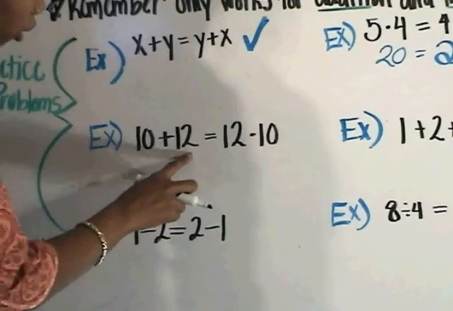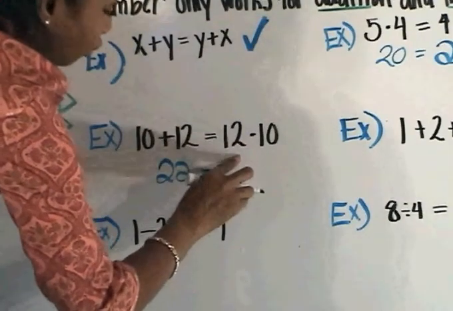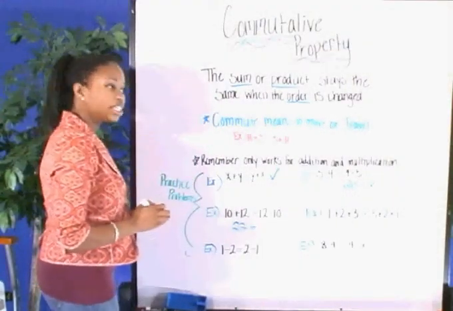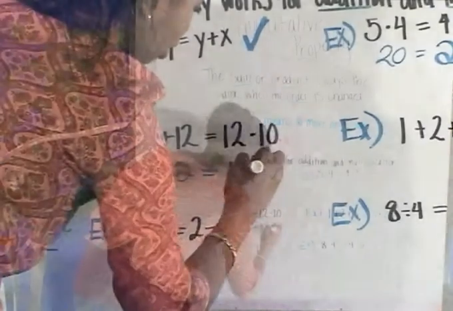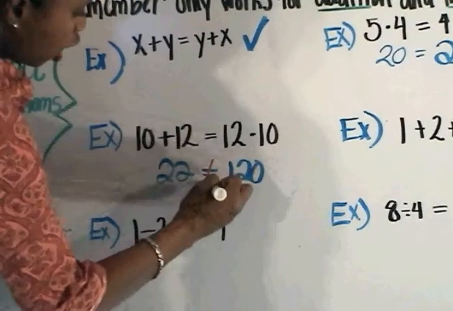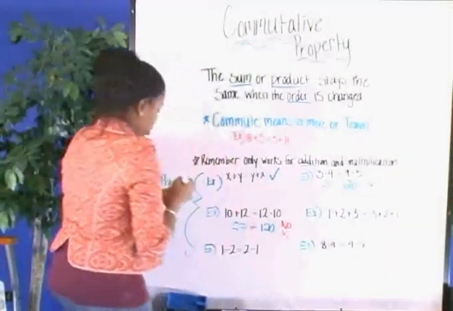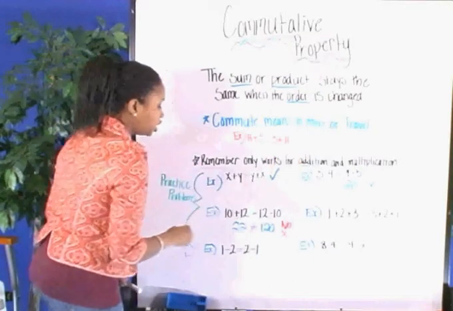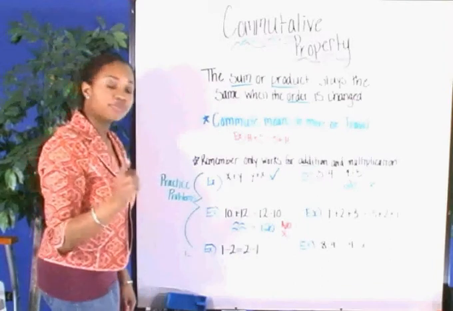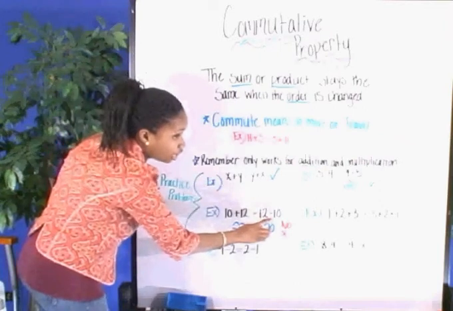10 plus 12 is 22. Now, does that equal 12 times 10? Just take a moment to think about that. 12 times 10 is not 22. It's 120. So does this work for the commutative property? No. This does not work. Even though it works for addition and multiplication, if it's addition on one side, it needs to be addition on the other. Remember, everything is the same except the order. You have a plus sign on this side of the equal sign, so in order for it to work, you would have to have a plus sign on this side.